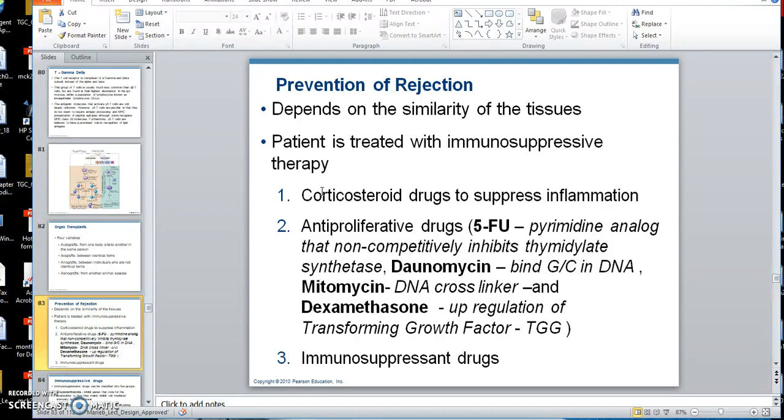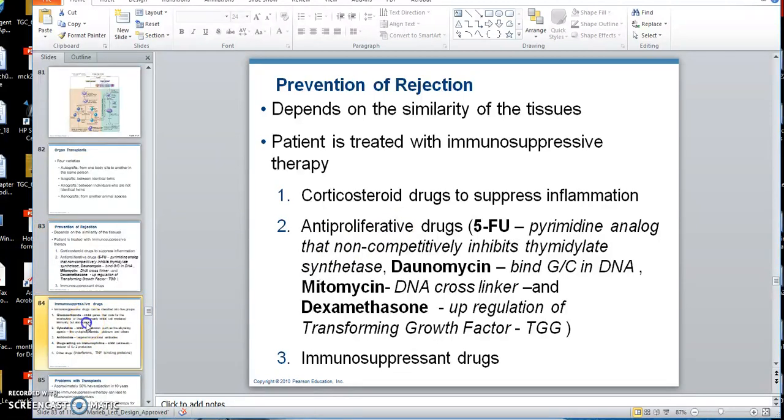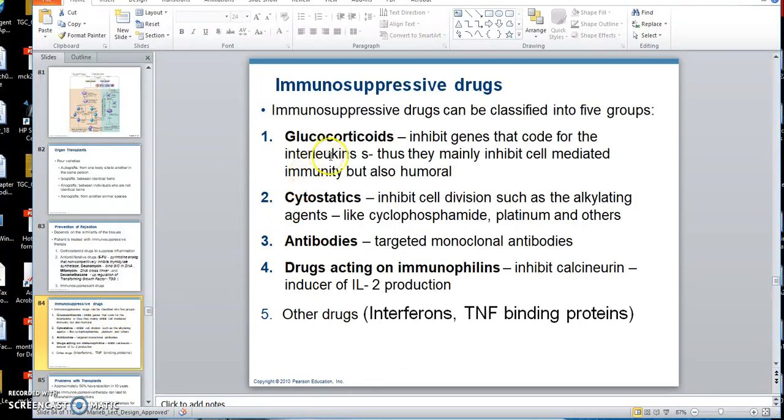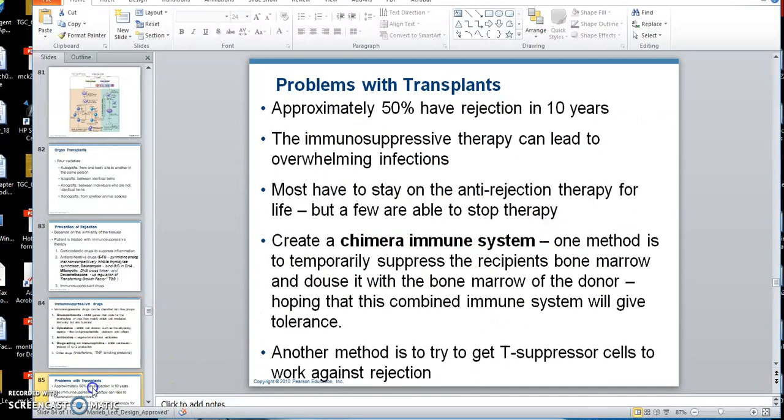You're using anti-proliferative drugs. These are the same drugs you use in cancer treatment. Immunosuppressant drugs. Glucocorticoids, antibodies, targeted monoclonal antibodies to try to prevent rejection. These antibodies would be trying to attack your own antibodies. So these are some of them, but even with all of that, about 50% of transplants are rejected in 10 years.